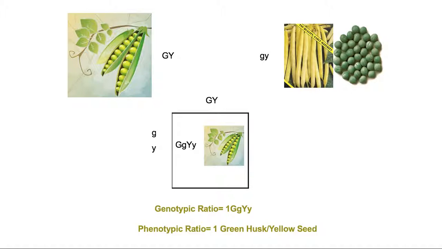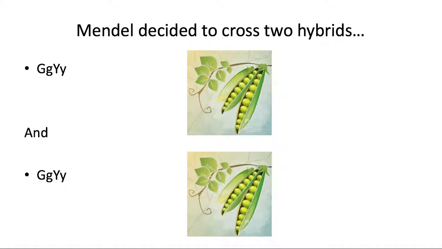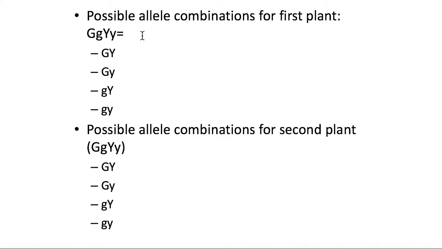So then Mendel took these plants, these hybrids, and crossed them with each other. So he decided to cross the two hybrids, the big G, big Y, little y, and cross it with another with the same genotype. Now the allele combinations for the first plant are these. You could have a big G, big Y. You could have a big G, little y. That's right here. You could have a little g, big Y, and you can have a little g, little y. So these are the combinations, the versions that you could have for your egg.